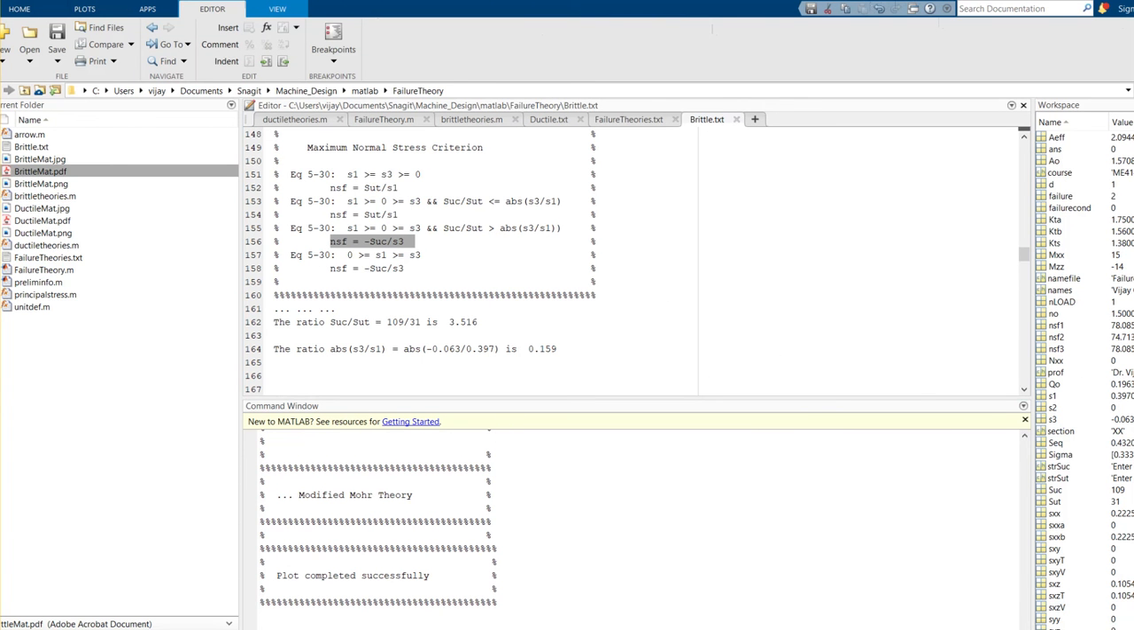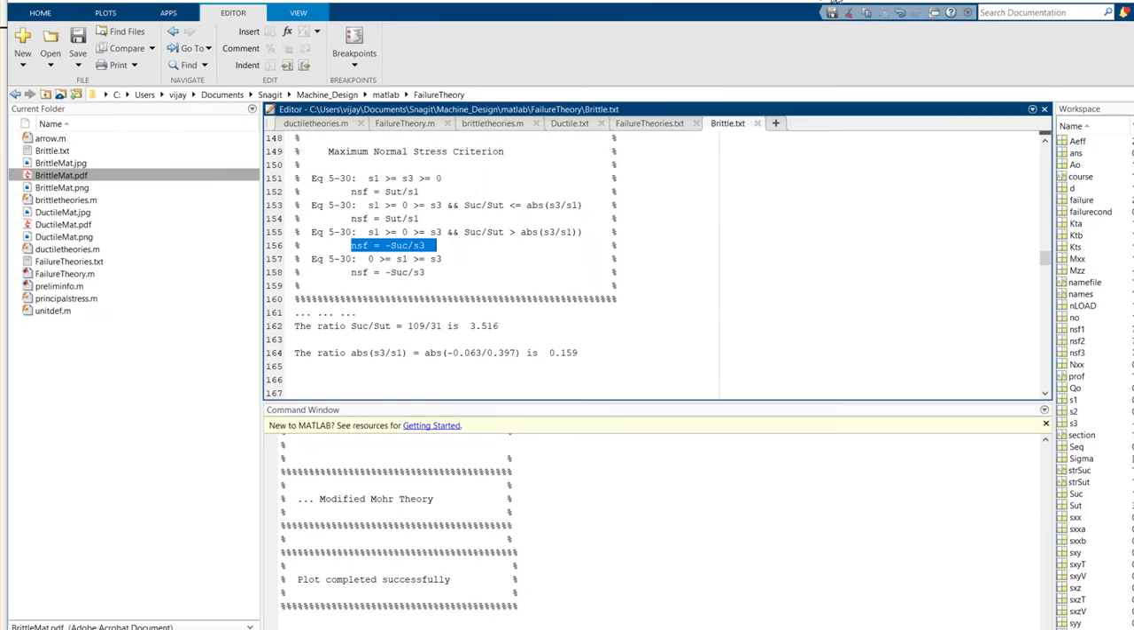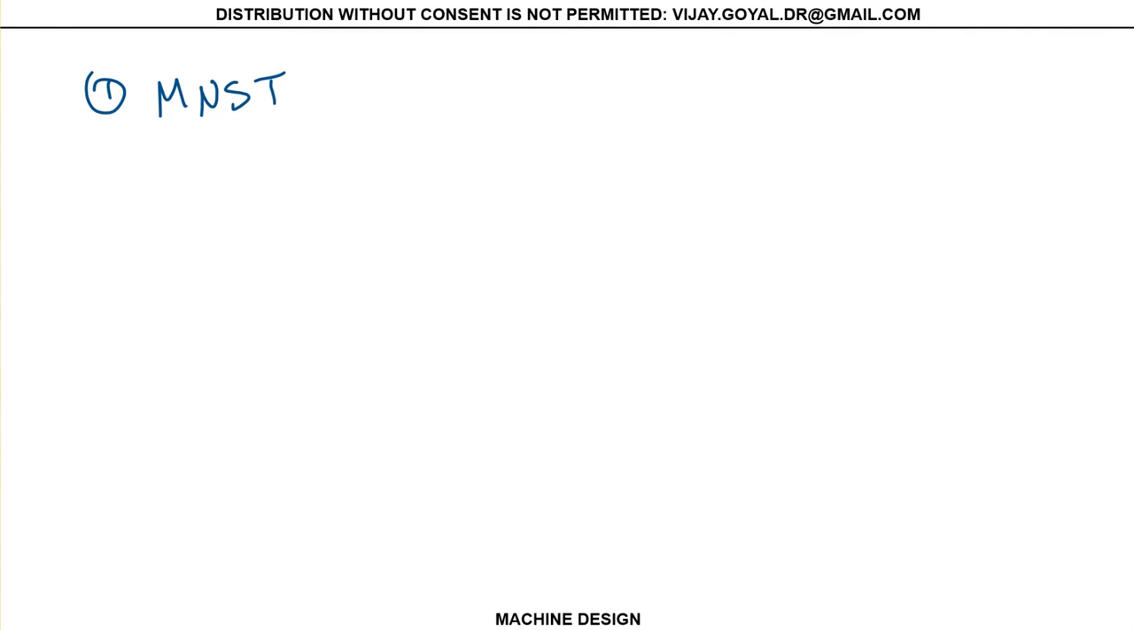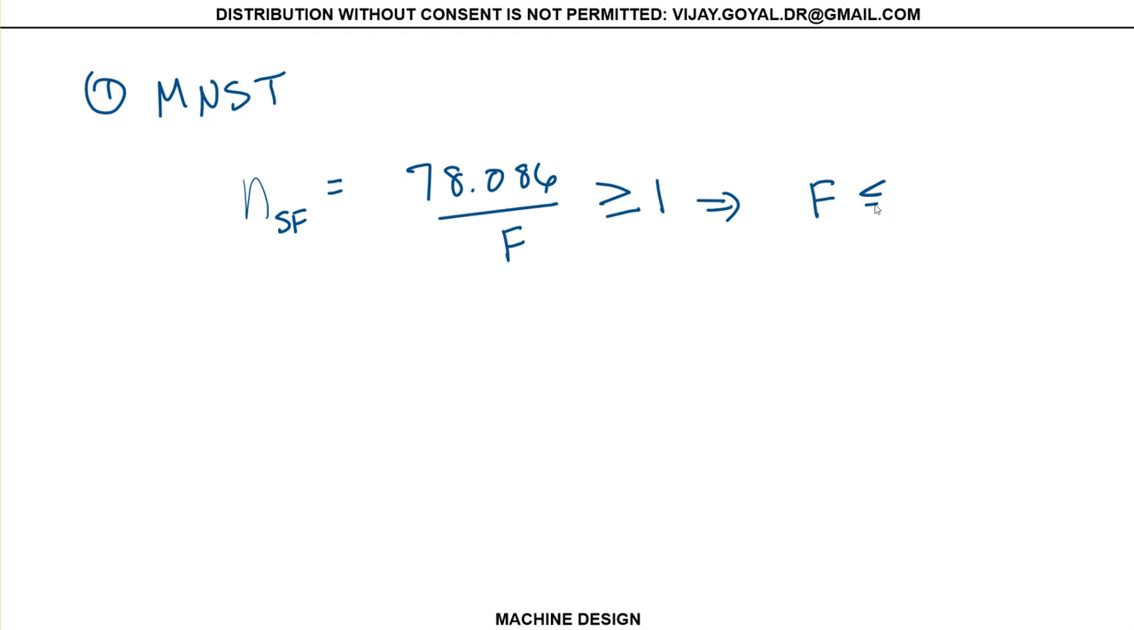That makes sense. So you come here and then you can say, so basically what you're doing here is, in your problem, your safety factor is equal to 78.086, divided by F, has to be bigger than or equal to 1, as we did before. And then from here, F has to be less than or equal to 78 pounds.